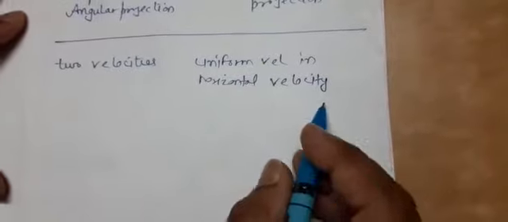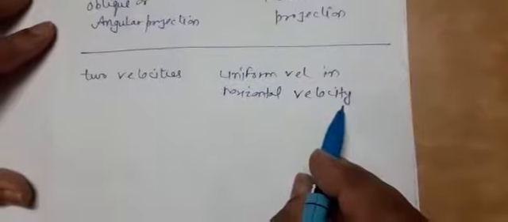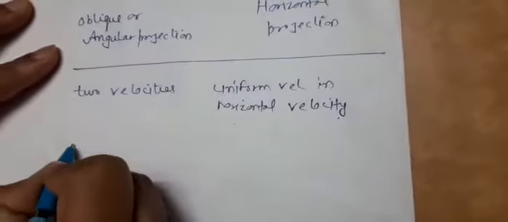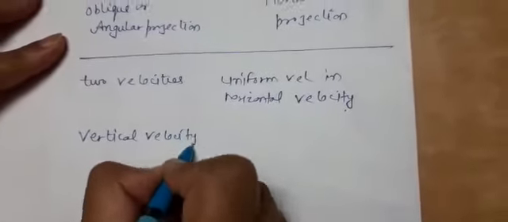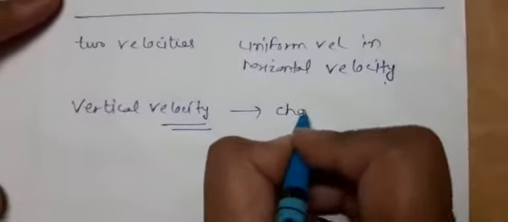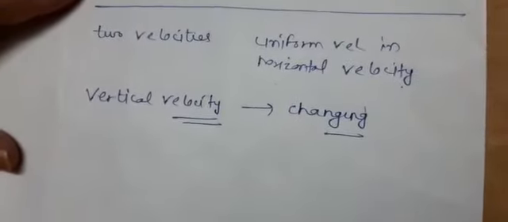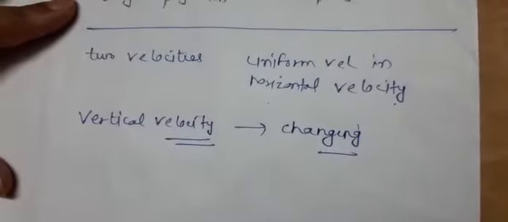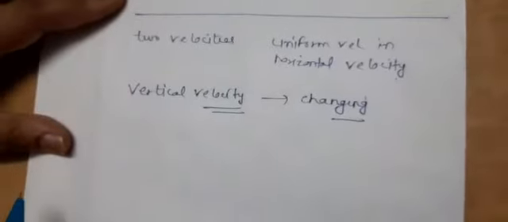So uniform velocity in horizontal direction, that means velocity along the horizontal will never change, it will remain constant. Whereas the second velocity will be changing, this will be the vertical component of velocity, and it will keep on changing. So it means the projectile moves under the combined effect of two velocities. Horizontal velocity remains the same at every point, whereas the vertical component of velocity changes its value.